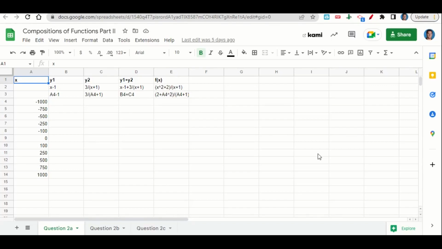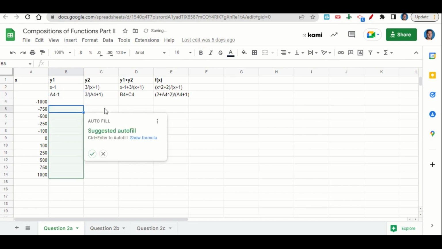Let's take a look now at how we can use a spreadsheet to solve math problems. So we're going to use Google Sheets here, and this is for the compositions of functions part 2 assignment. Notice the formulas are already placed in here, so all you have to do is copy and paste them. So I'm going to go ahead and copy this, and then go down one and put equals, and then paste it. Then I hit enter.